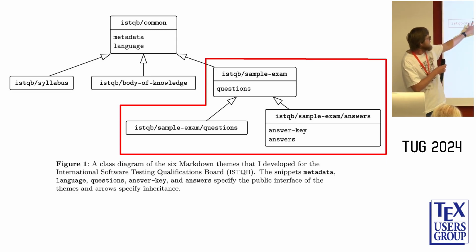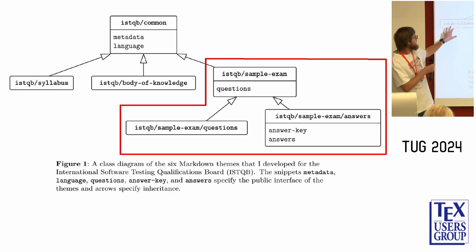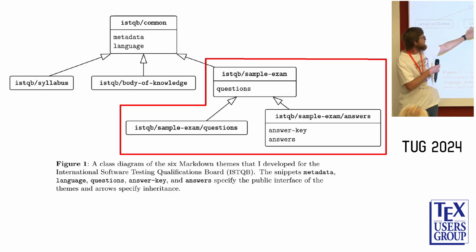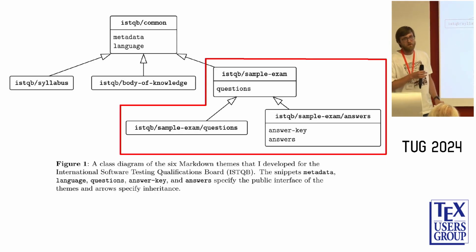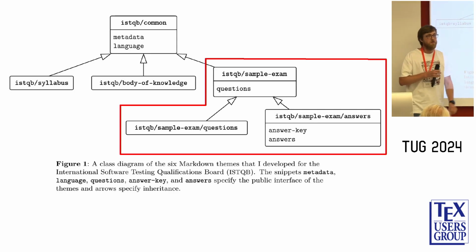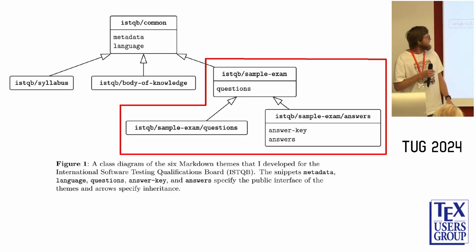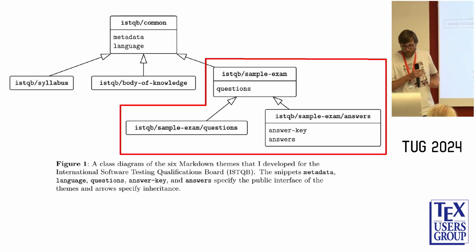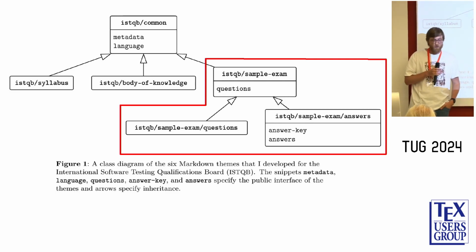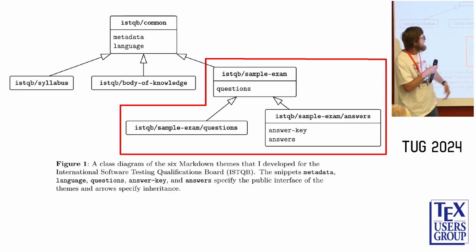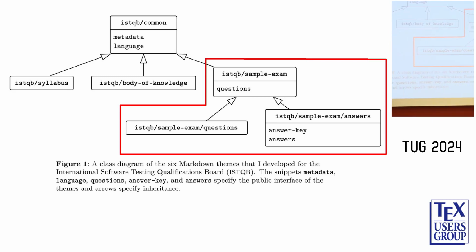Let's skip these 2, the ISTQB/syllabus and the ISTQB/body of knowledge. They are basically just aliases for the common theme. They don't really add anything especially useful. They just have the name of the document type which they typeset. The document type which I'm going to focus on is sample exam documents, which are encapsulated in these 3 themes in the right bottom part of the picture.